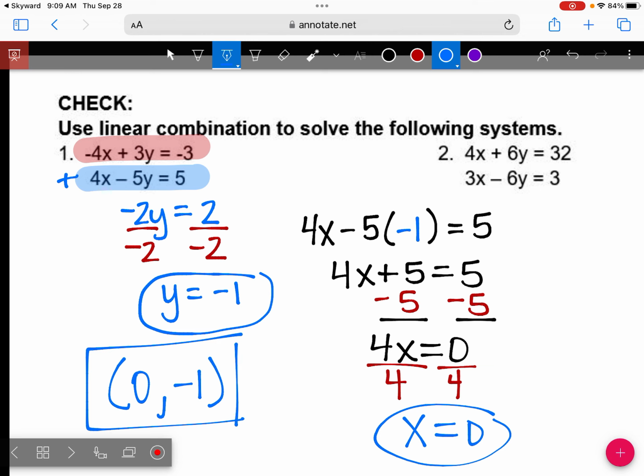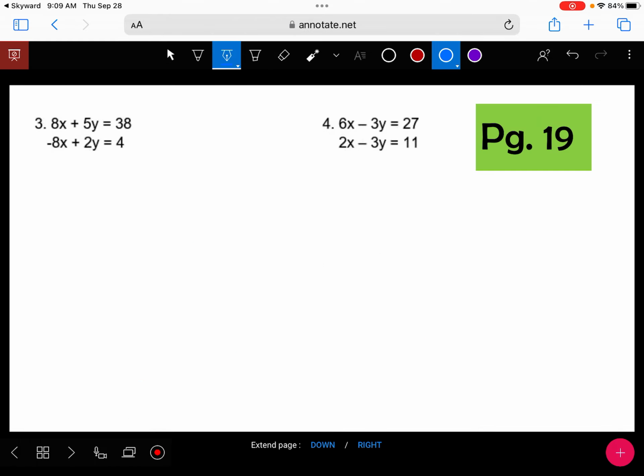So we're going to skip over 2 because 2 is just like 1. You don't have to multiply. I want to do some where we have to multiply. So I think that was the hardest part yesterday, was figuring out how to eliminate it when you have to multiply. So let's look at question 4.